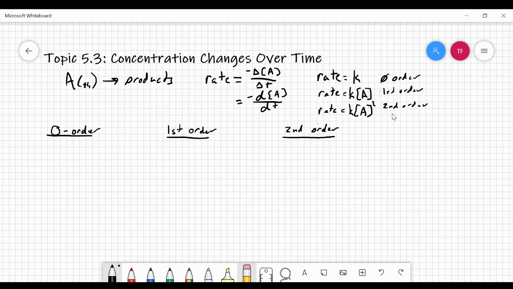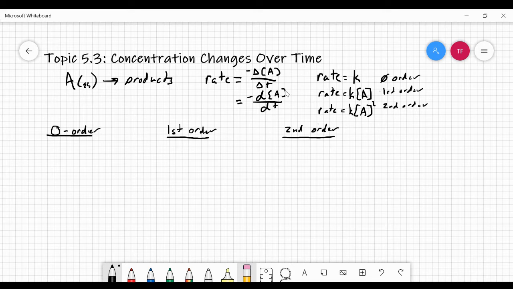If the reaction is second order with respect to A, that means that the rate equals a rate constant times the concentration of A to the second power, which means as A disappears, it'll be a quadratic function. The rate will disappear quadratically. So as you lose A, you're going to quadratically decrease the rate of the reaction.